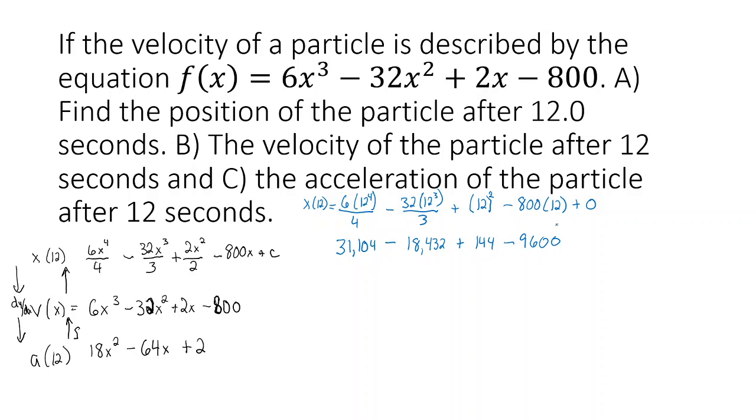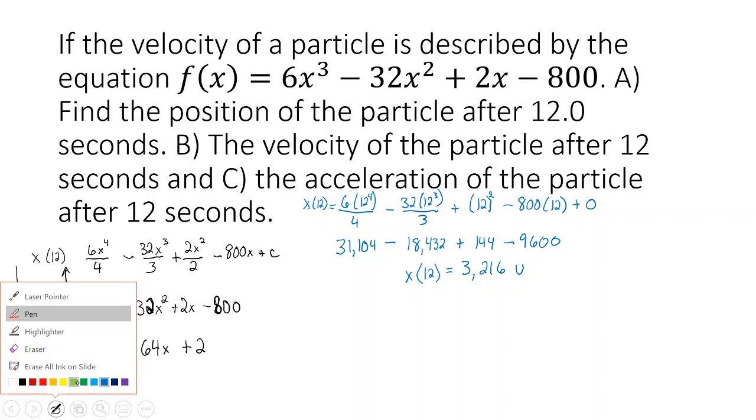31,104 minus 18,432 plus 144 minus 9,600 gives me a grand total for the position after 12 seconds of 3,216 units. We don't know what the unit is. We don't know if it's meters, centimeters, inches, feet, so we're just going to put units, okay? All right, now let's work on velocity.